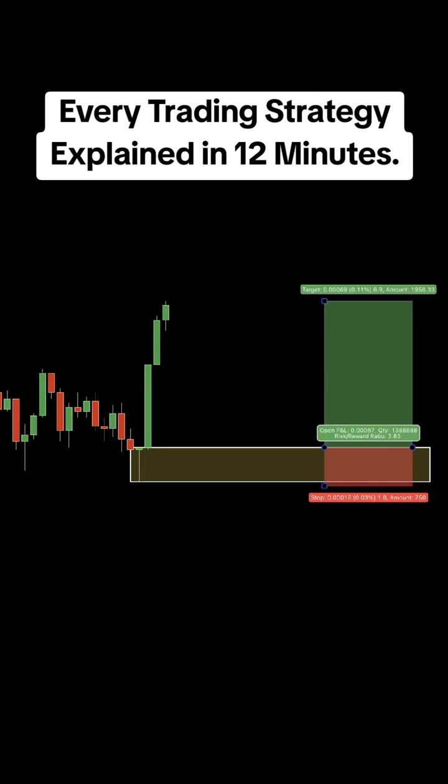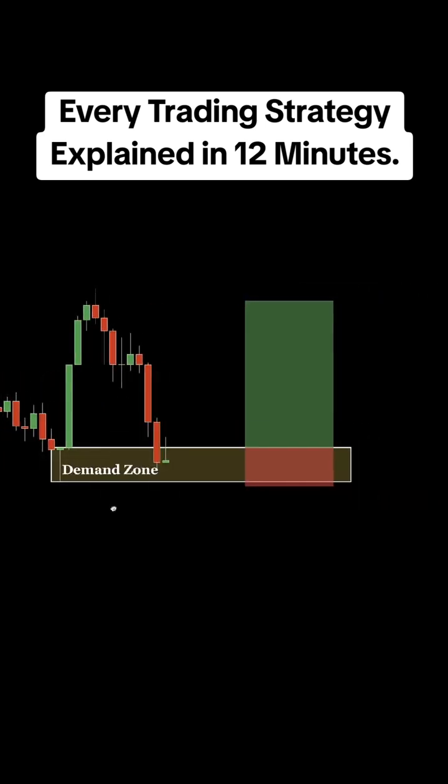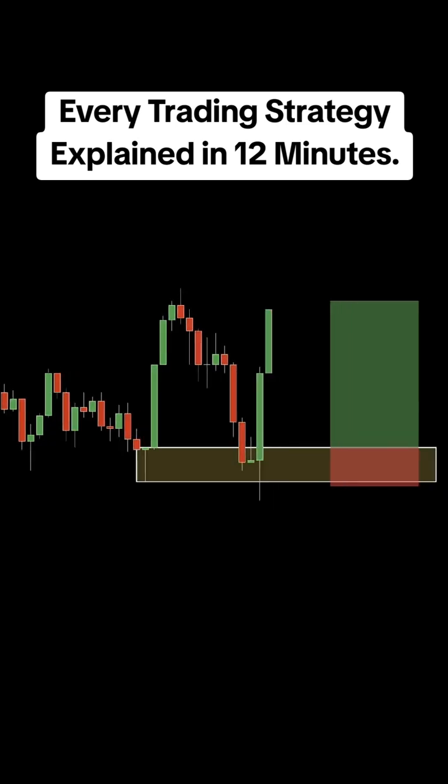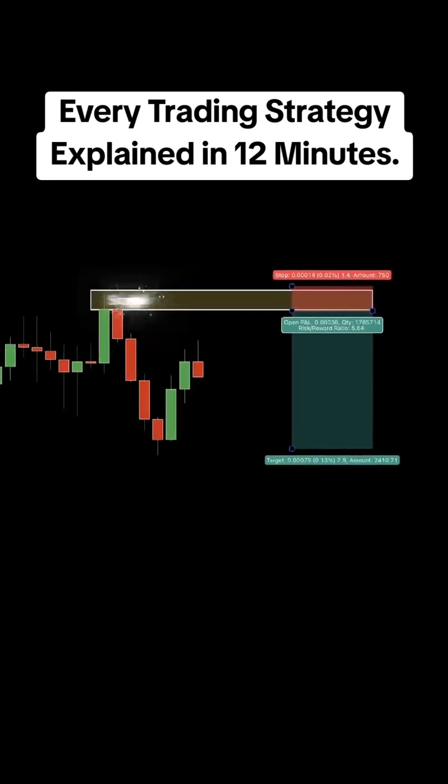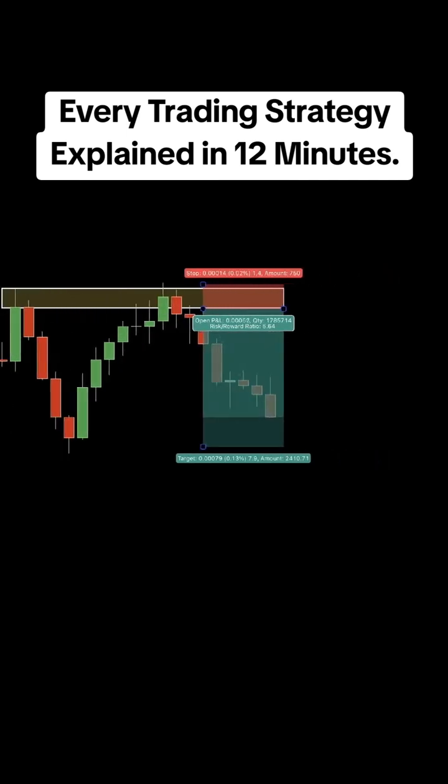Supply and demand zones are key levels where sharp price moves occur. Demand zones signal buying opportunities, as the price often reverses upward when it reaches the zone. Supply zones signal selling opportunities, as the price typically reverses downward when revisited.